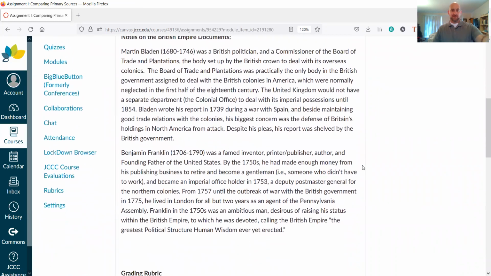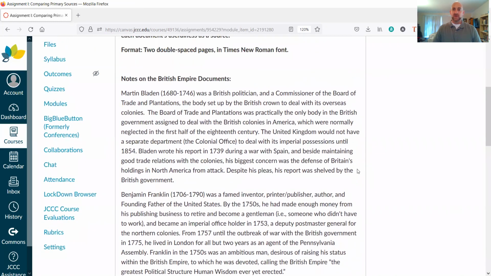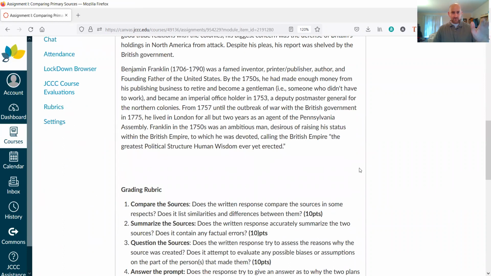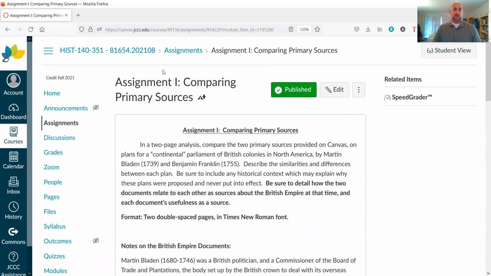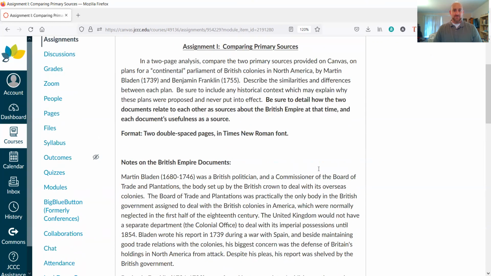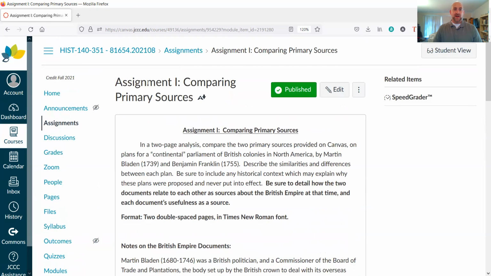And you have a couple of notes on the documents in this assignment 1 module. So if you need more background on that stuff, I'll probably put that in the other modules just so you get a sense of it. But it does have some background to it, because they both have different reasons, Franklin and this guy Martin Bladen, for wanting to have colonial union, but they're both writing during times of war for the British Empire.